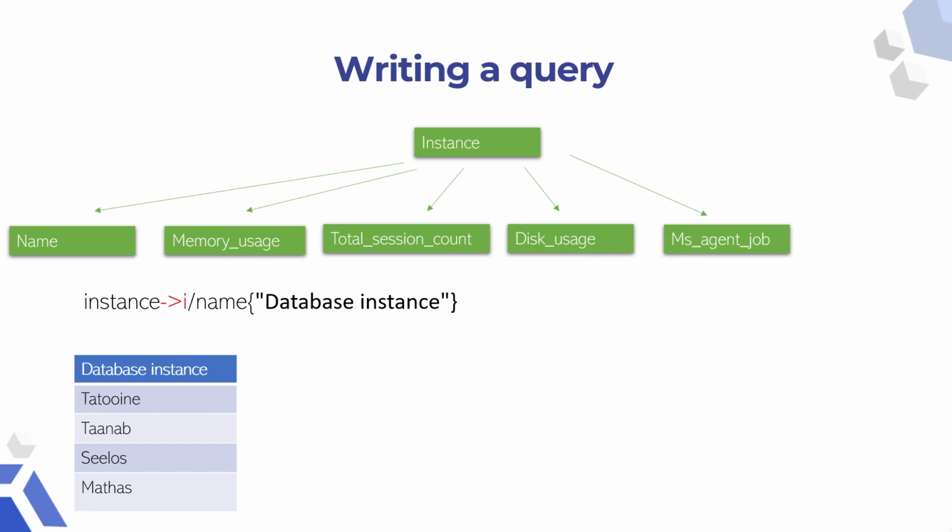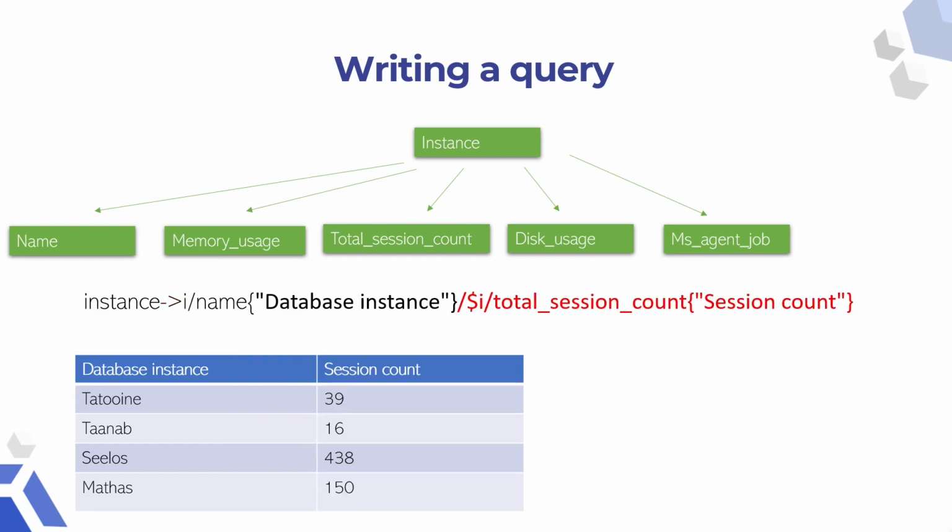So the next step here is to add a new column to the query. So we use the $i sign to refer to the same instance element again, and then we query for the new column, total session count, and we format it as session count. And now we have joined two properties that are not connected in any other way than that they are properties on the same database instance. If we didn't use this way to connect two properties, we would get two columns that are not connected and could have data from multiple instances. So it's important to connect them together using the same anchor.